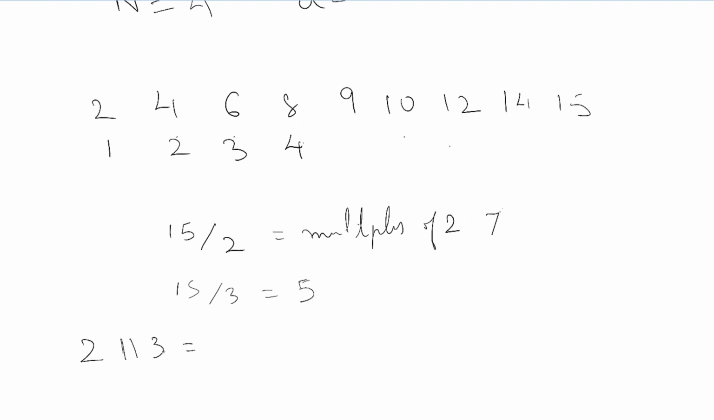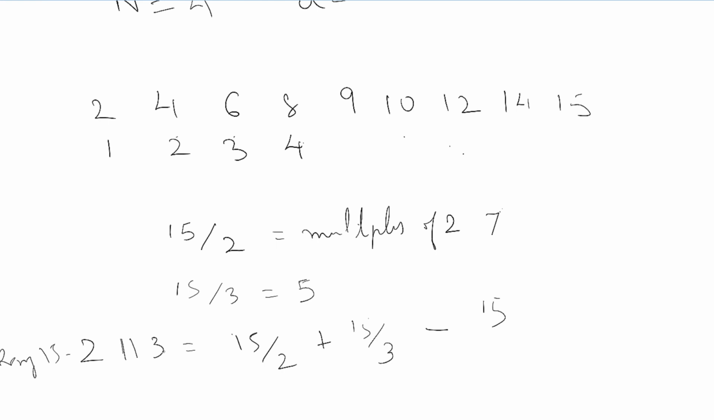The multiples of 2 or 3 in range 15 will be 15 by 2, plus the number of multiples of 3 in range 15, minus we need to subtract the multiples which are common. Now the common multiples are 6 and 12.